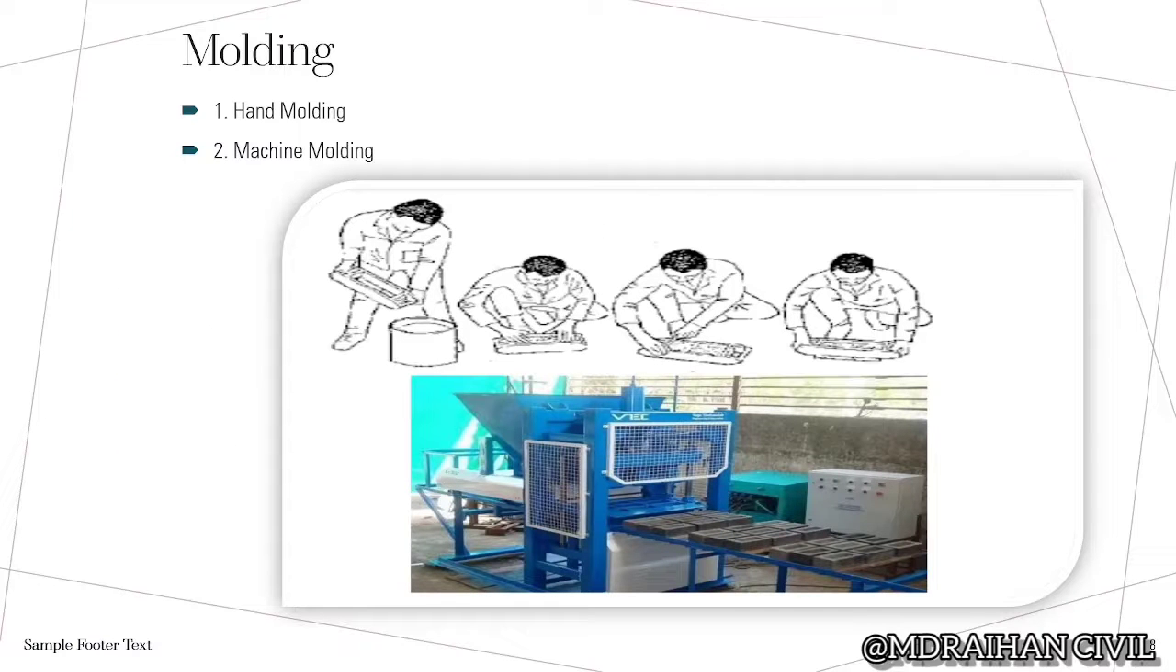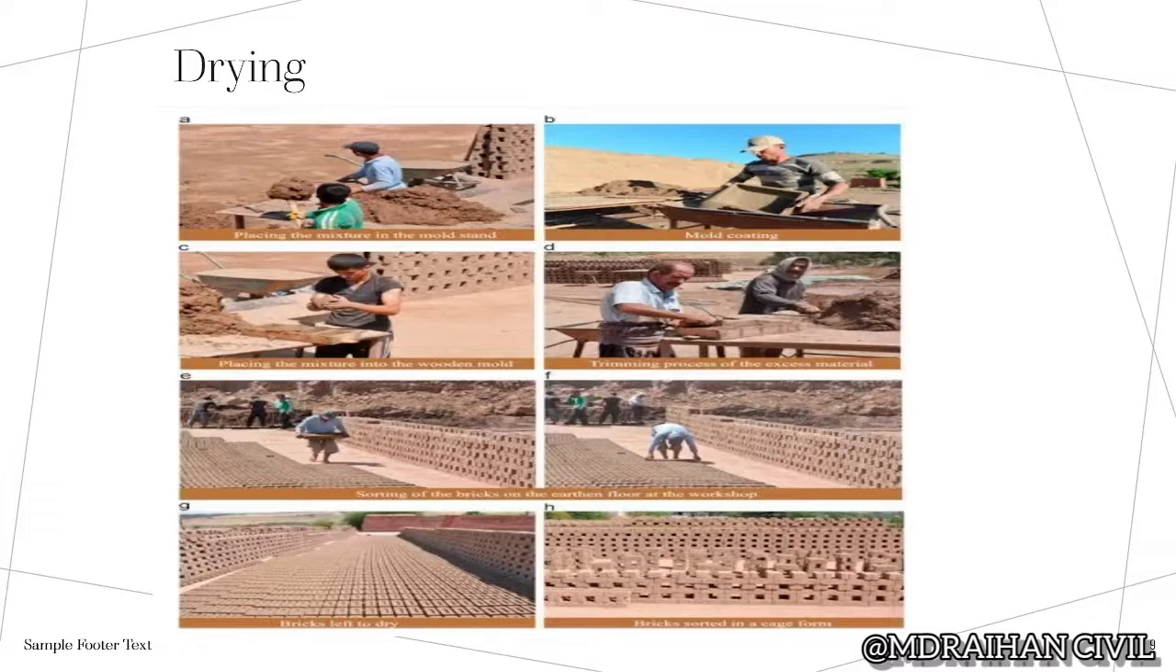Molding. There are two processes of molding. One is hand molding, another is machine molding. Then drying. Placing the mixture in the mold sand, then mold coating, then placing the mixture into the wooden mold, then trimming the excess material, then placing the bricks on the curtain floor at the workshop, then bricks are left to dry, at last bricks are stacked in a cage form.